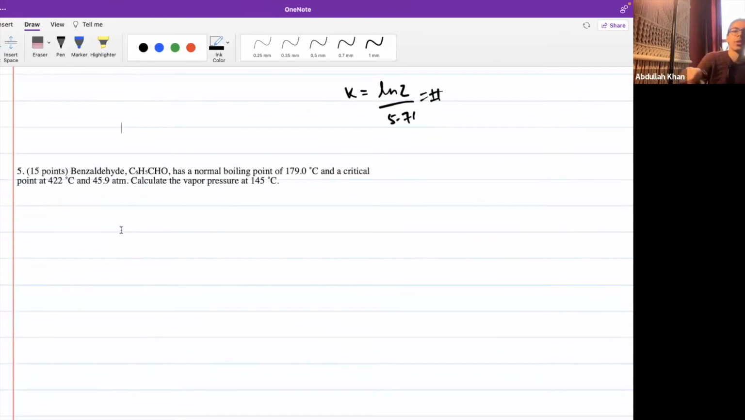Benzaldehyde has a normal boiling point of blah, blah, blah, and a critical point at 422 degrees Celsius and 45.9 atm. Calculate the vapor pressure at 145 degrees Celsius.